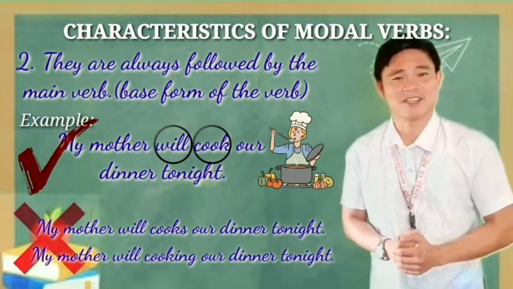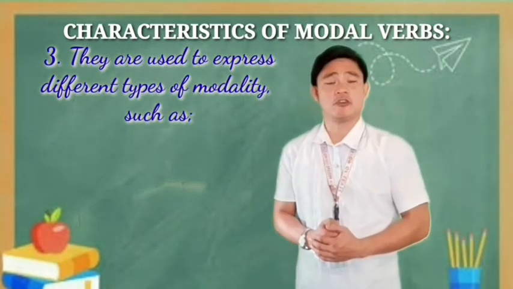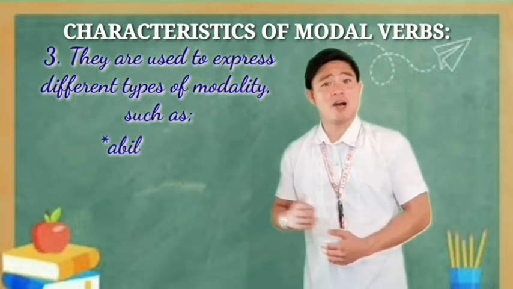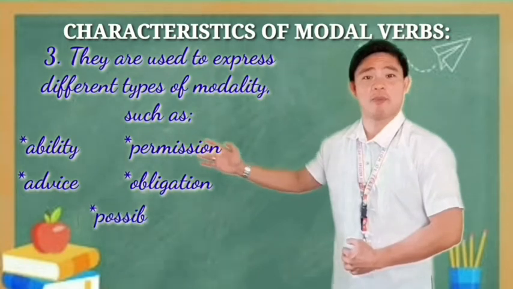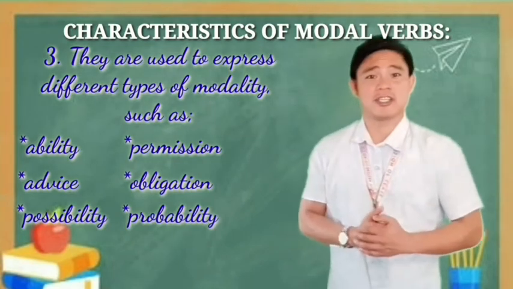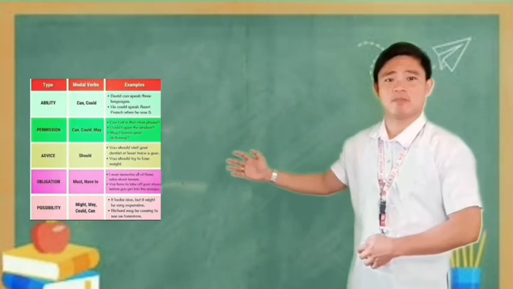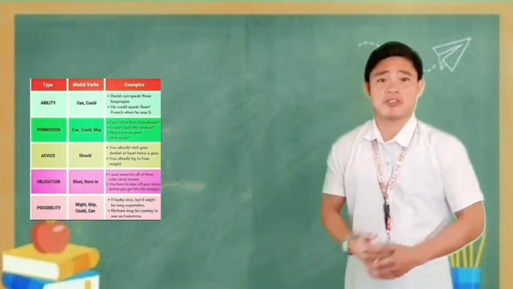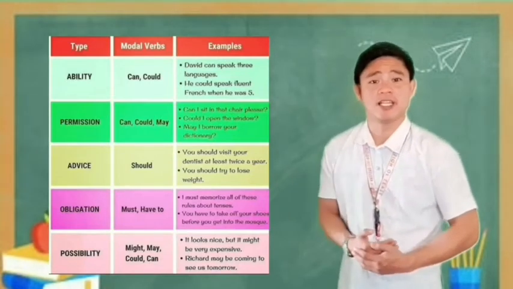That is wrong. The third characteristic of modal verbs is they are used to express different types of modality, such as ability, permission, advice, obligation, possibility, and probability. Now here is the list of modal verbs. On the first column is the type, the second column is the modal verbs, and the third column are examples of sentences. The modal verbs can and could express ability.